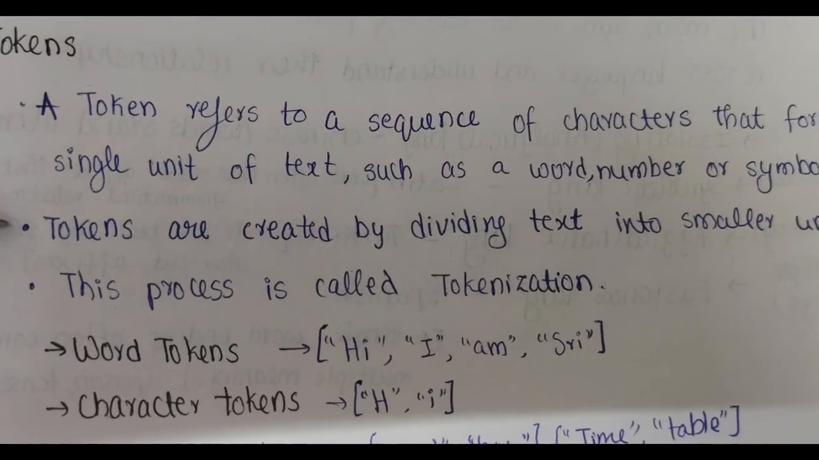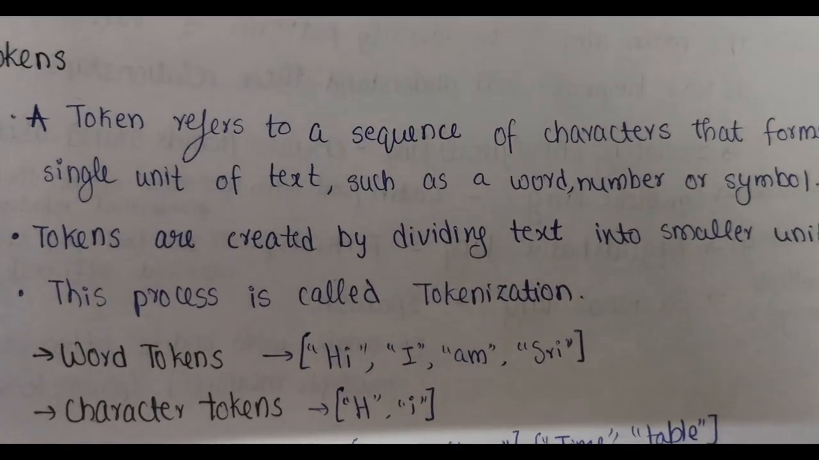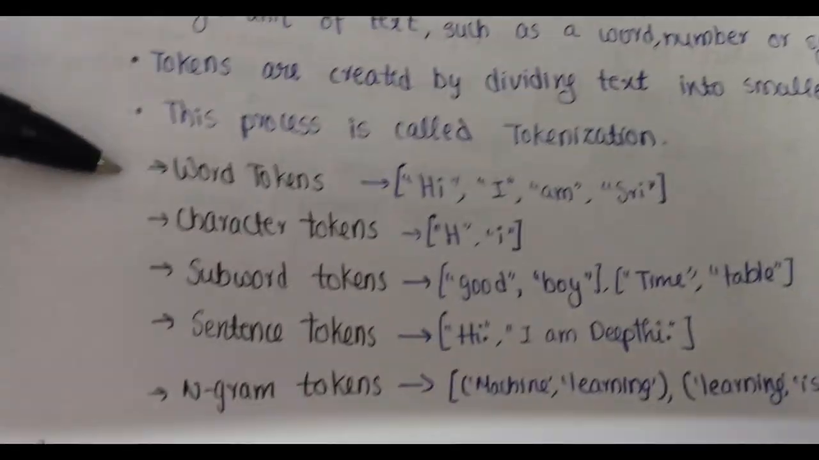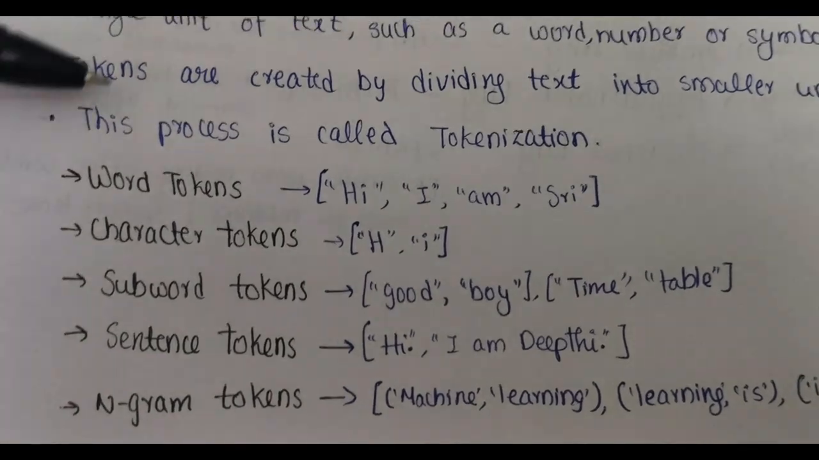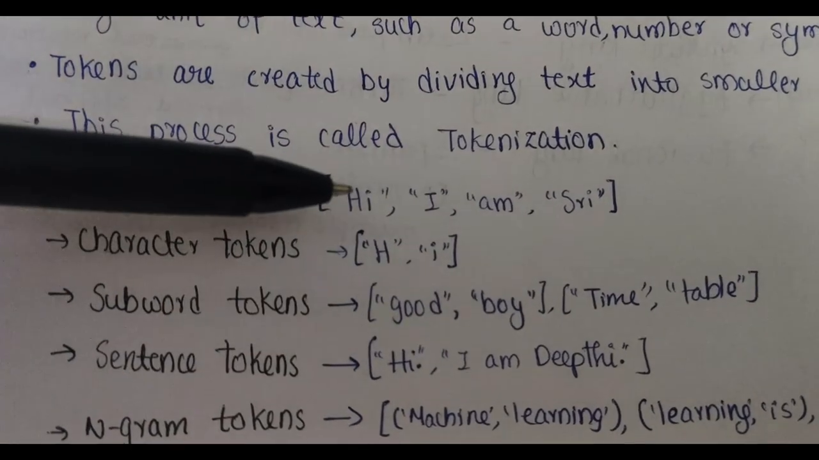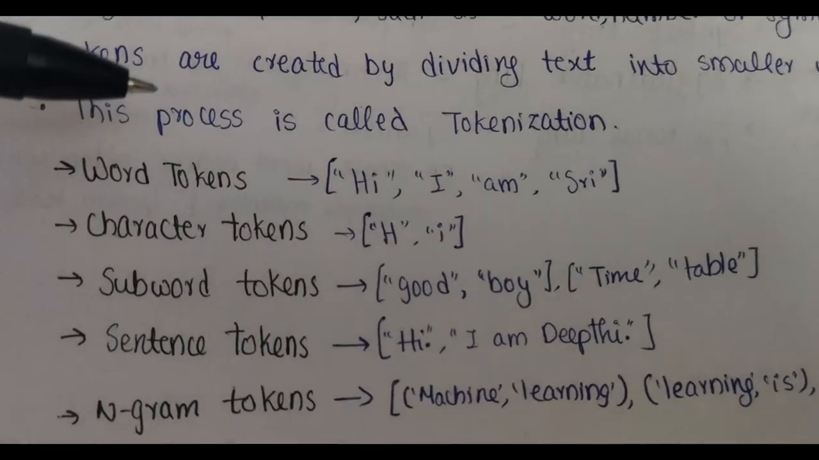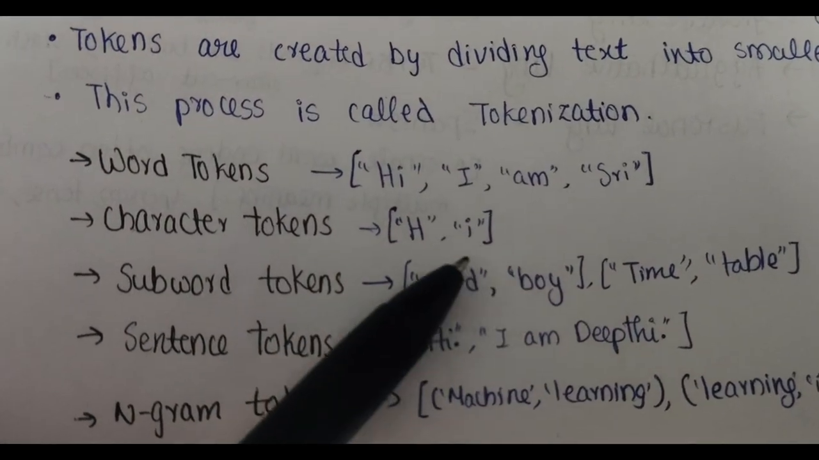So tokens are created by dividing text into smaller units. We already discussed this, and this process is called tokenization. We have 5 types in this. First one is word tokens. "Hi, I am Sri" is divided into "Hi," "I," "am," "Sri." Next is character tokens. The word "hi" is divided into characters H and I.